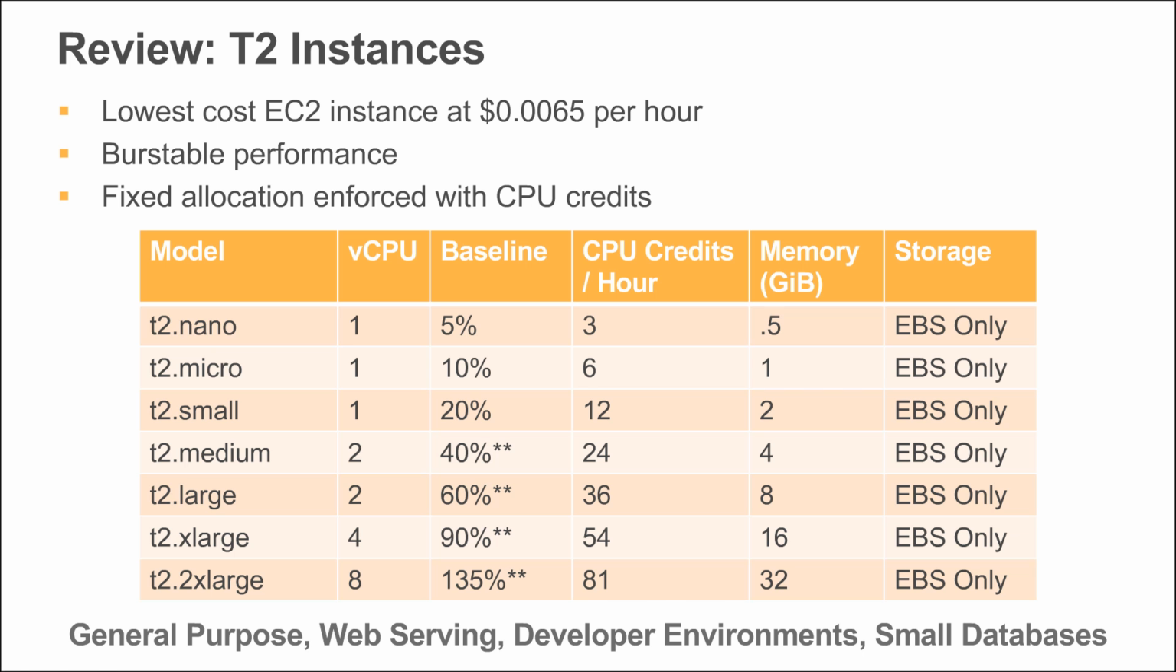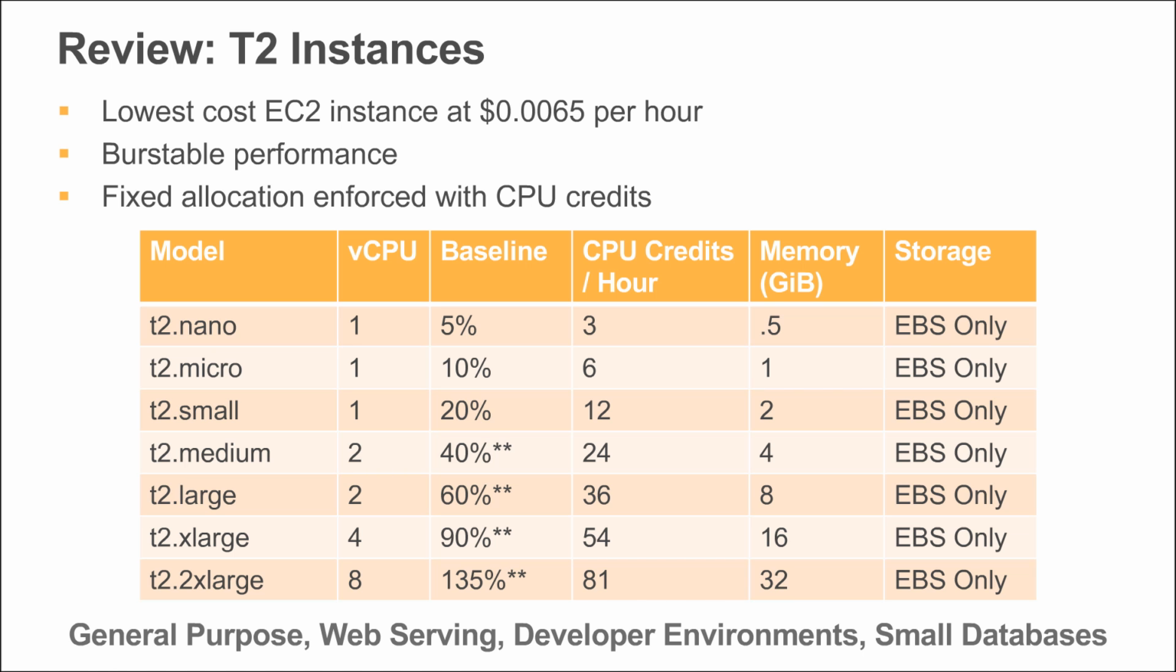The other type of general purpose instance is the T2 family of instances. Now, the T2s are the lowest cost instance available on AWS, with the T2 Nano being about half a penny per hour. They're really great for workloads where CPU demand varies over time because of its burst credits, which we'll talk about a little bit later. Things like websites, development environments, or even small databases are a really good fit for T2 instances.